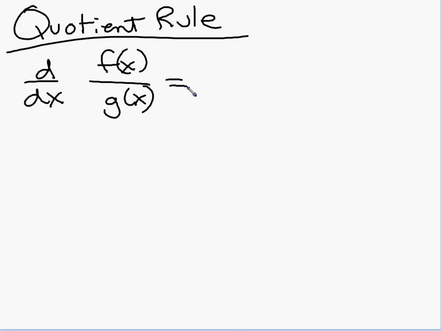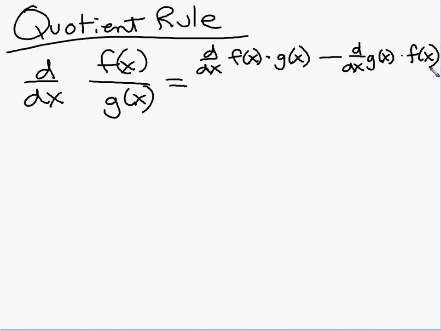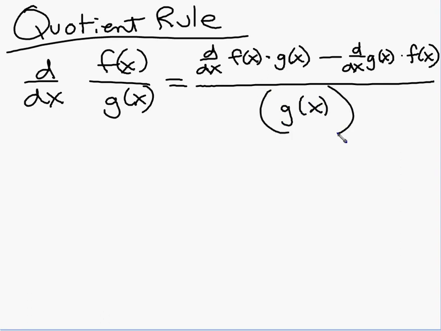I do the derivative of the top times the bottom the way it is, minus the derivative of the bottom times the top the way it is, all over the bottom function squared the way it is. Okay, you have to pay attention to where the derivatives are. Okay? The only places where there's a derivative is right here and right there. Okay?